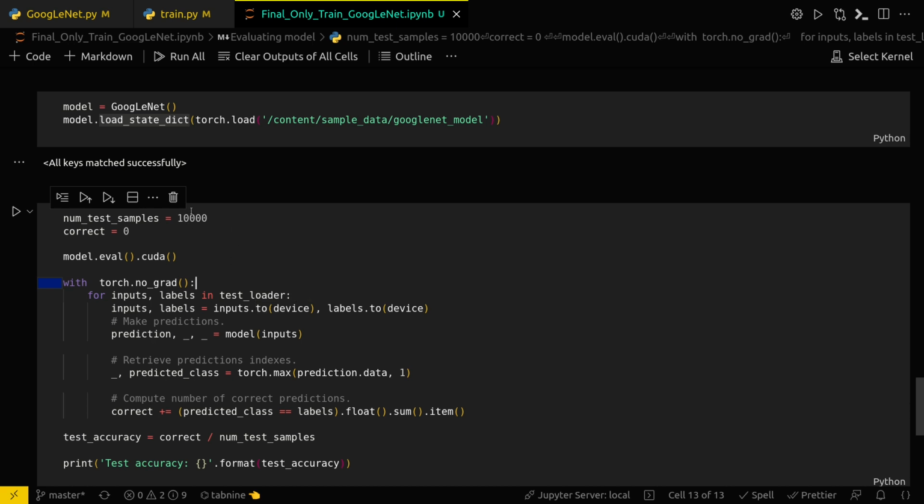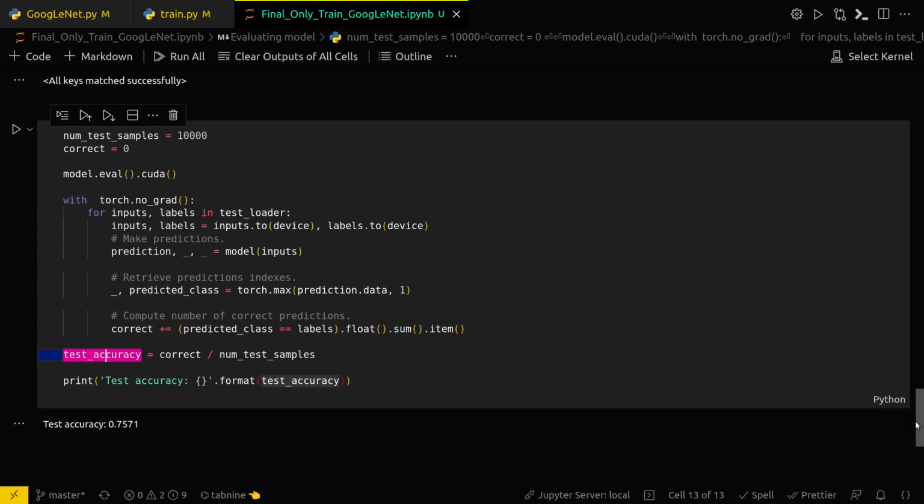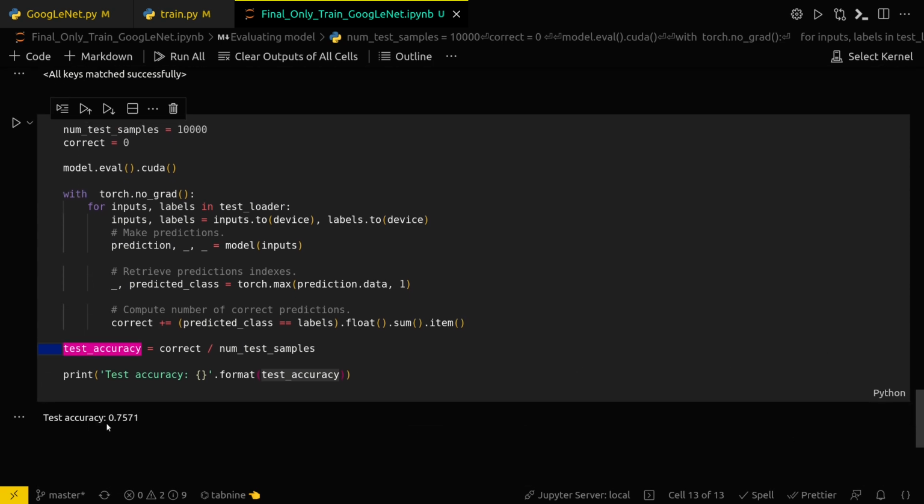which will iterate over these 10,000 sample images in my test data set, get my predictions by invoking the pre-trained model, then get my actual predicted classes with the torch.max, get my actual corrects by doing this calculation where the predicted is equal to the labels. Finally, calculate the accuracy by dividing the total corrects by number of test samples. And when I ran these for 15 epochs, I got a test accuracy of 0.7571.